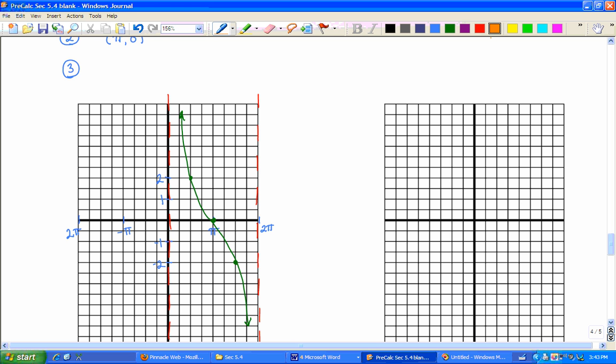Okay, since we have the other half of the graph, let's just go ahead and put in another period. So we're going to have an asymptote at negative 2 pi. Our midpoint is going to be at negative pi. When we go to the right, we'll go down 2. Go to the left, we'll go up 2. And then sketch in our decreasing graph. Okay, and there's a graph of our function.